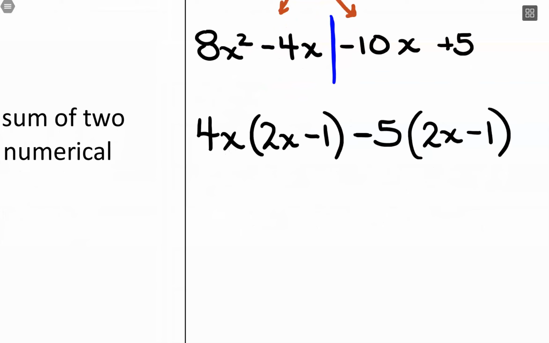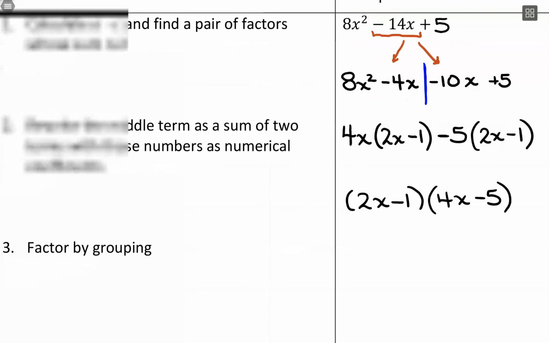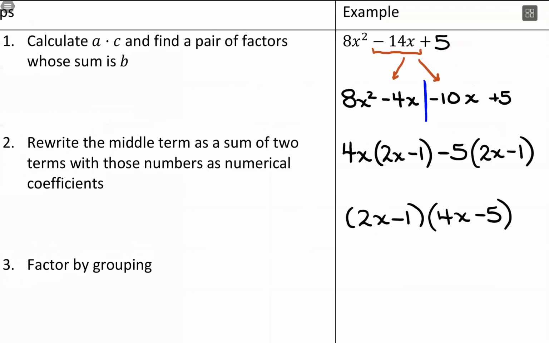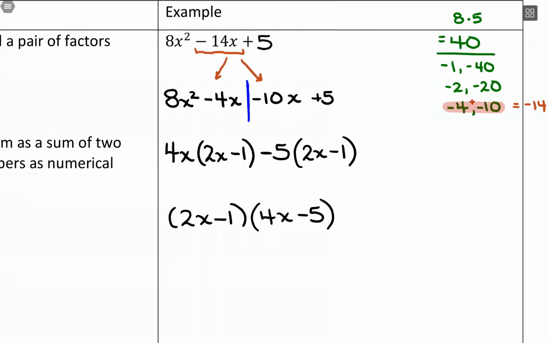So then I have my common factor of 2x minus 1. So I factor it out, and then the leftover is 4x minus 5. So what we did is we looked at AC and thought about the factors and found the ones that added up to our value for B. Then we took that middle term and split it up, because what we want to get to is 4 terms so that we can do factoring by grouping.